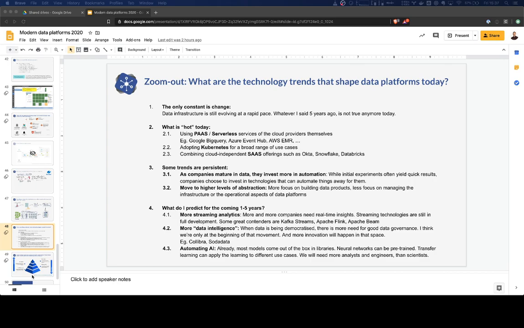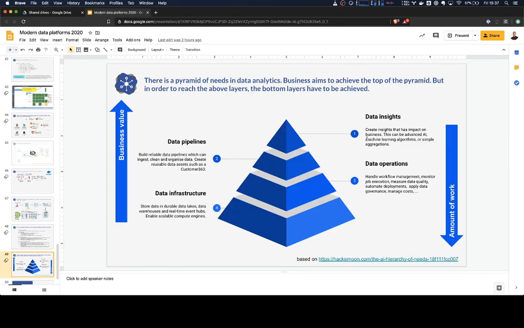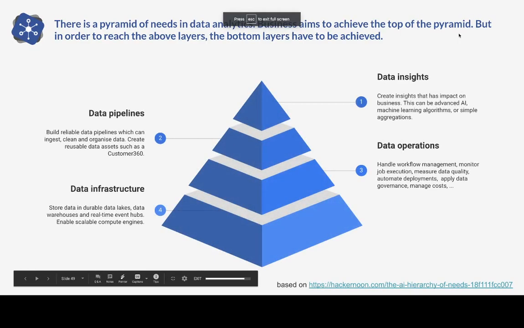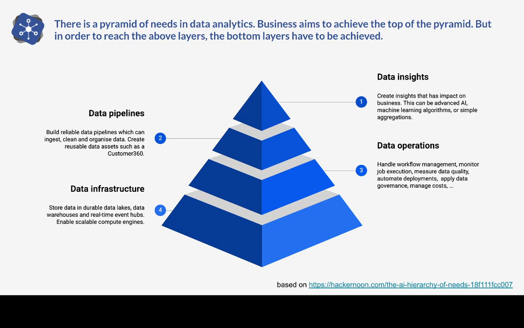Right. And then the final slide, and I don't know why my slide screen is acting up, but let's try here. In the final slides, I want to go back to the pyramid of need that I explained in the beginning. I think there's a pyramid of need in analytics, and all organizations want insights. Everybody wants machine learning. Everybody wants dashboards.